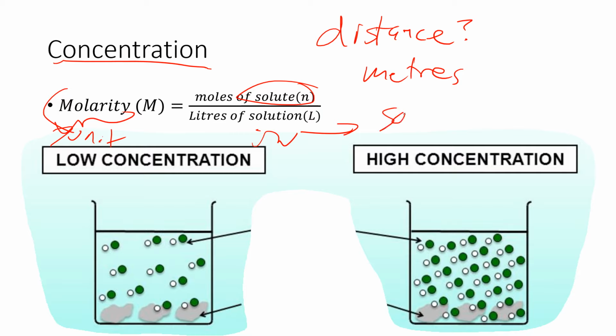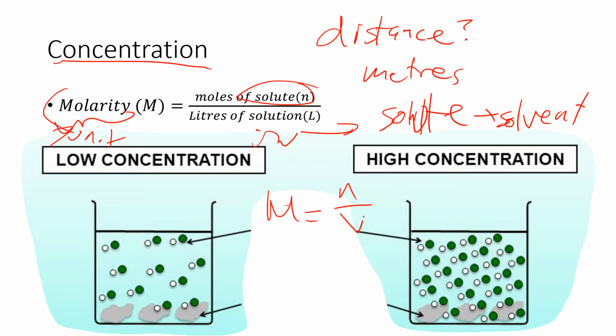Remember, solution is solute plus solvent. So when you add the solute and solvent together, what's the volume? And you would have moles. So the equation would be molarity is equal to moles over volume. So in this example, it's more concentrated. It would have a higher molarity than this one because there's just more stuff in a given amount of volume.